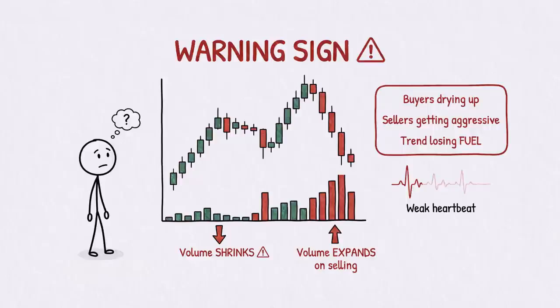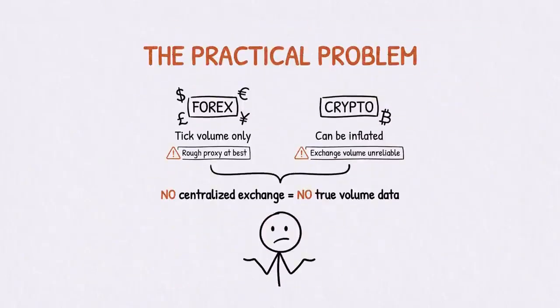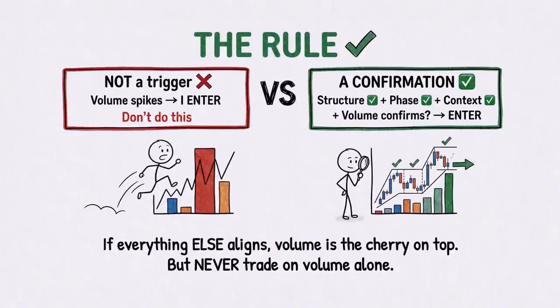Now there's a practical problem. If you trade Forex or crypto, there's no centralized exchange. You don't have true volume data. Forex tick volume is a rough proxy at best, and crypto exchange volume can be inflated. So here's the rule for decentralized markets. Use volume as confirmation, not as a trigger.